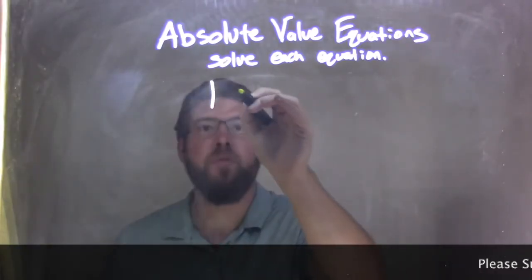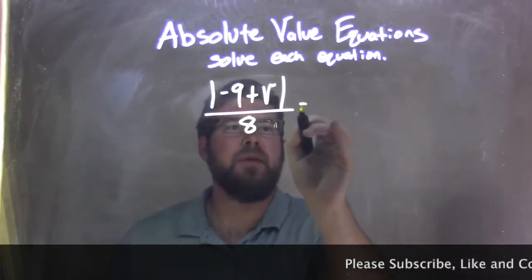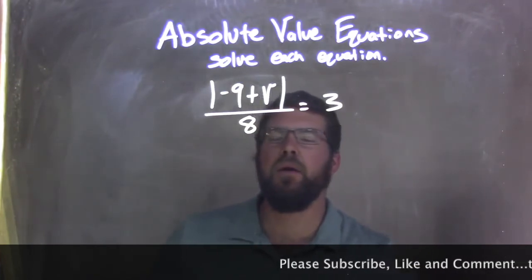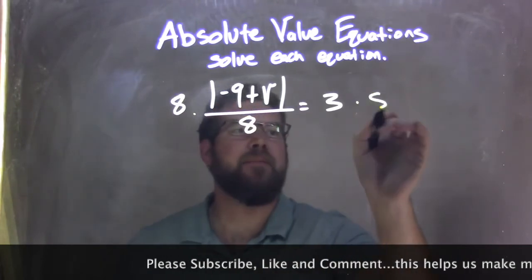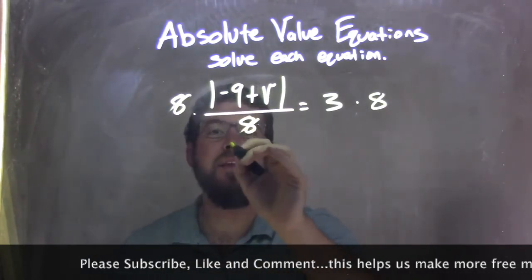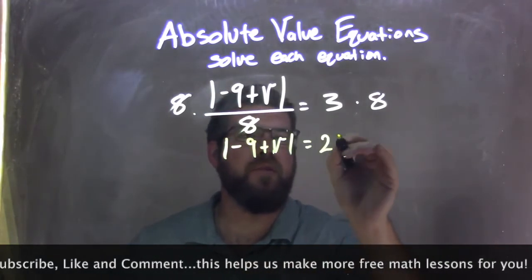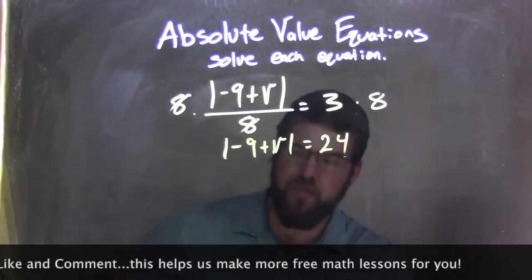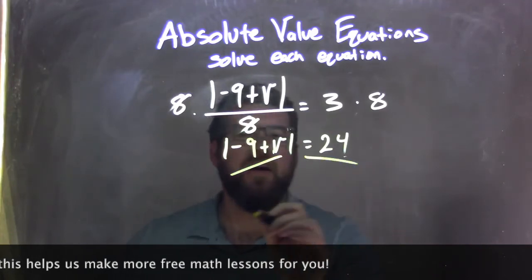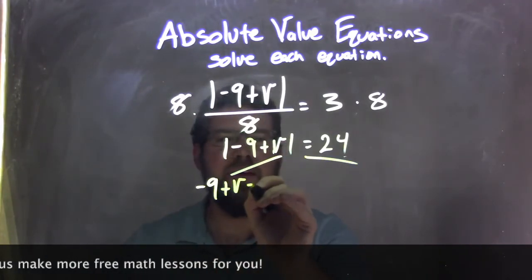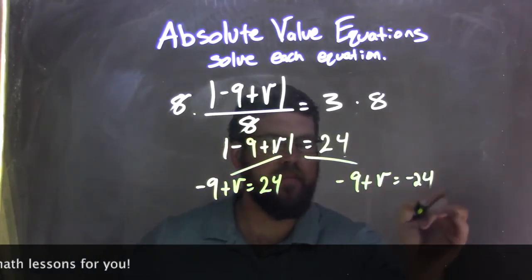The absolute value of negative 9 plus v all over 8 equals 3. Okay? Well, my first step to isolate the absolute value is to multiply both sides by 8. That eliminates the 8's here, leave me with a negative 9 plus v in the absolute value equals 3 times 8, which is 24. From there, I can break this apart into two equations, okay? Because the absolute value is already isolated, leaving me with negative 9 plus v equals a positive 24, and negative 9 plus v equals a negative 24.